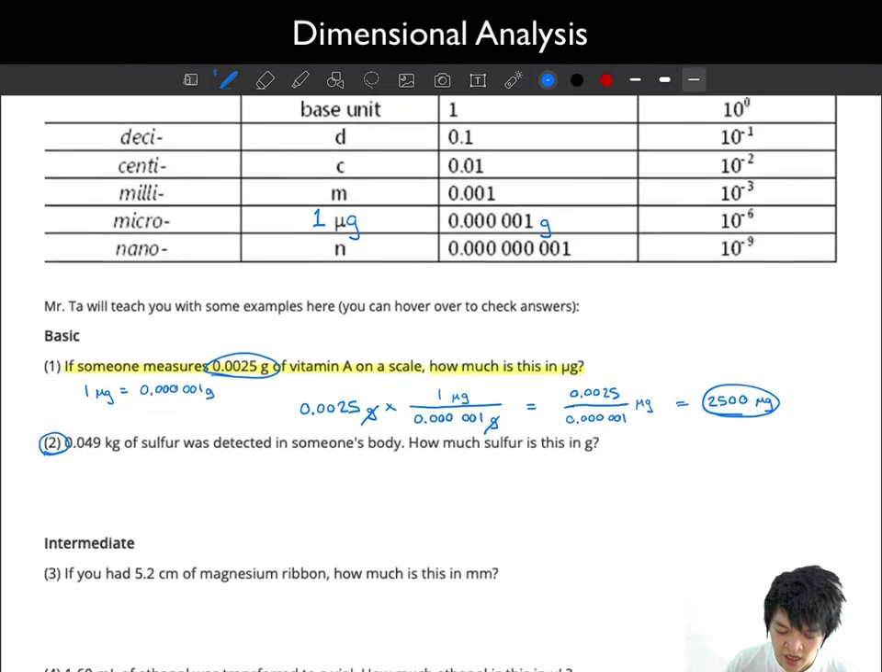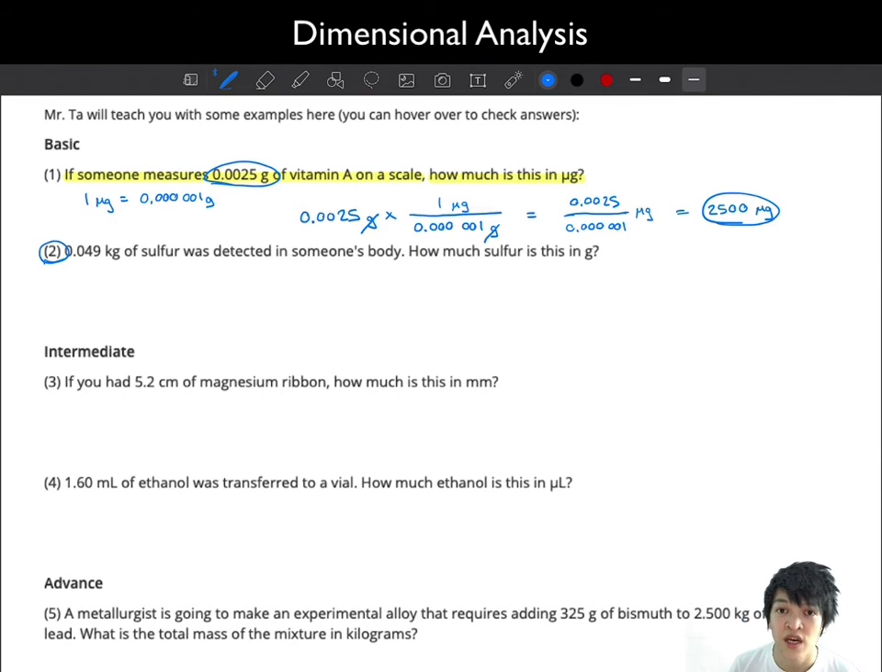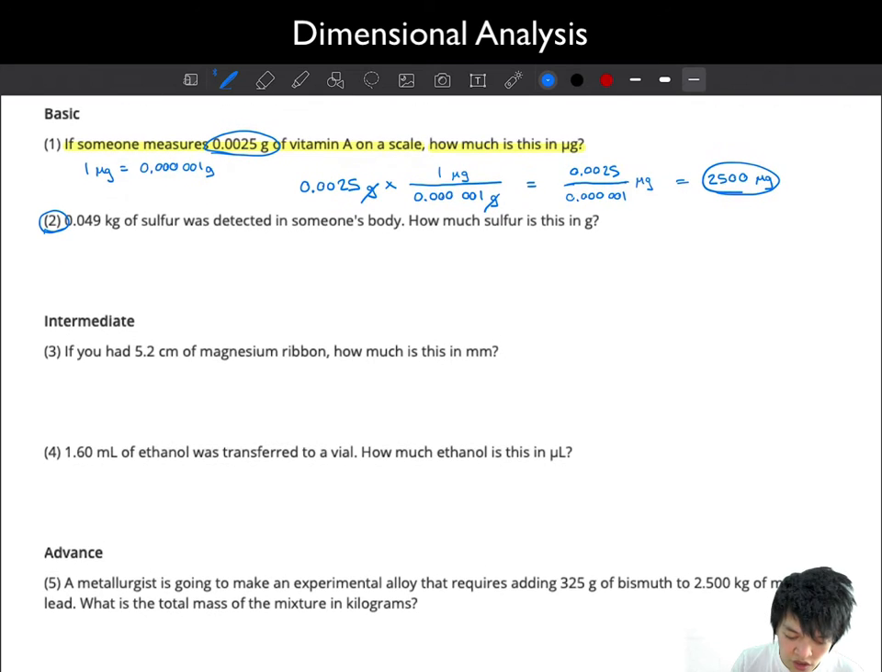So I'm going to let you try that, and then you can check on Schoology whether you got that answer correct or not by hovering over the answer part, okay? Okay, so let's try this second problem under the intermediate portion.